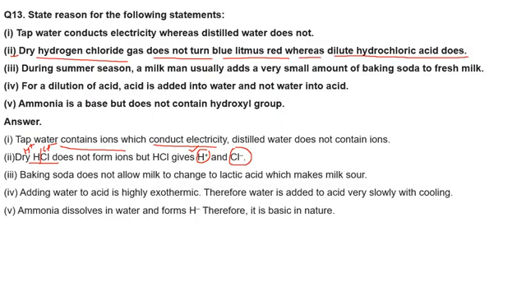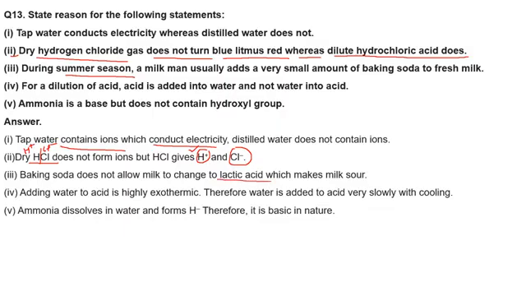Coming to the next point, during the summer season, a milkman usually adds a very small amount of baking soda to fresh milk. Why do they add it? Because an alkaline medium does not allow milk to turn sour easily. Otherwise the milk will become sour due to the production of lactic acid.